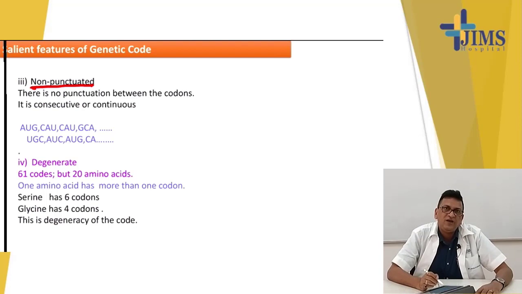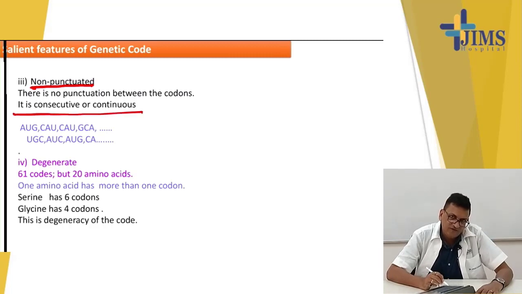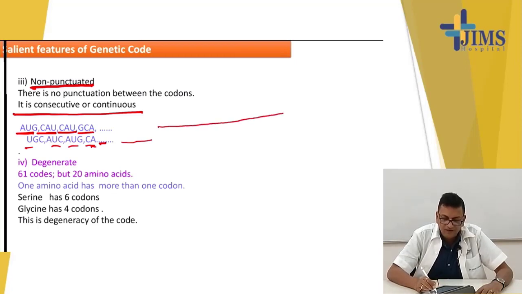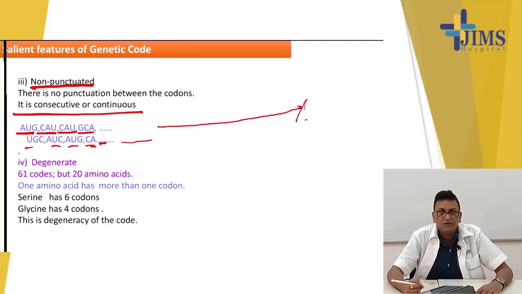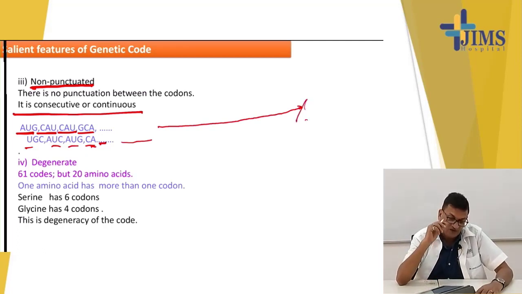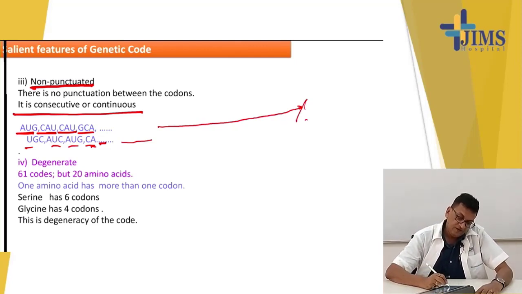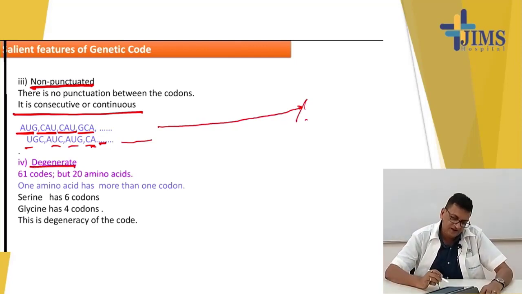You cannot put a break, you cannot put a full stop, you cannot put an exclamation, no comma, no semicolon. When you start, it should be consecutive and continuous. Okay? So AUG, CUG, CUA, like this, it keeps moving. It's not that you stop here and again start from here. No. When you read the frames, it should be continuous and non-stop. You keep reading. And when you have termination, you can stop there. That is what non-punctuation means.